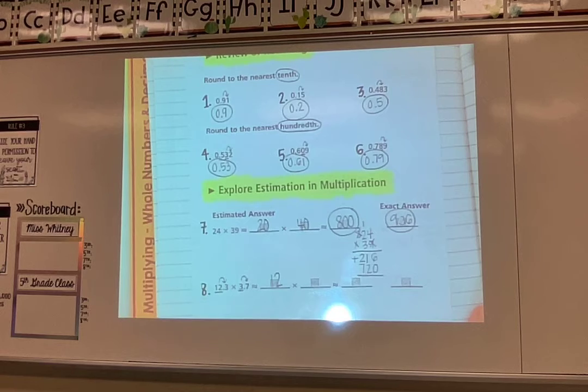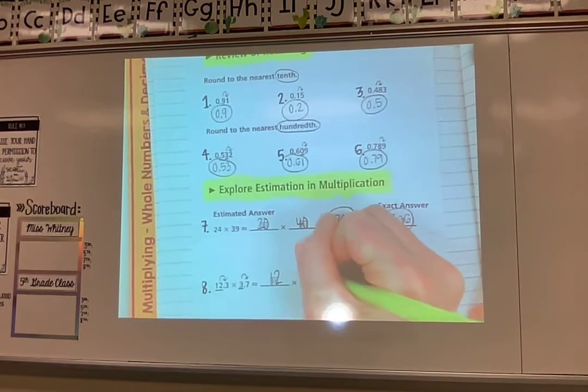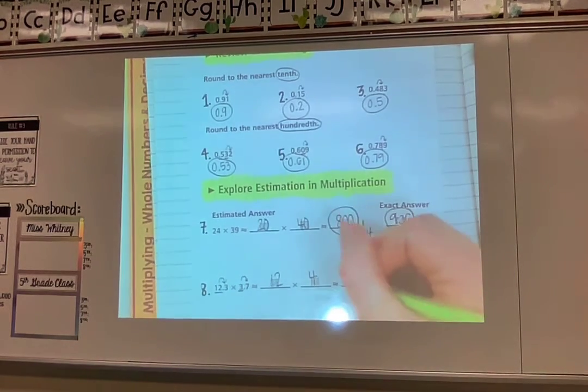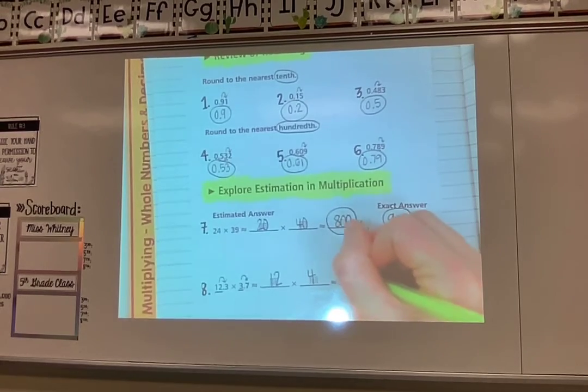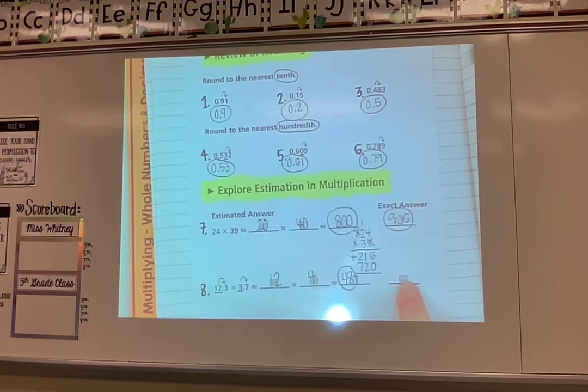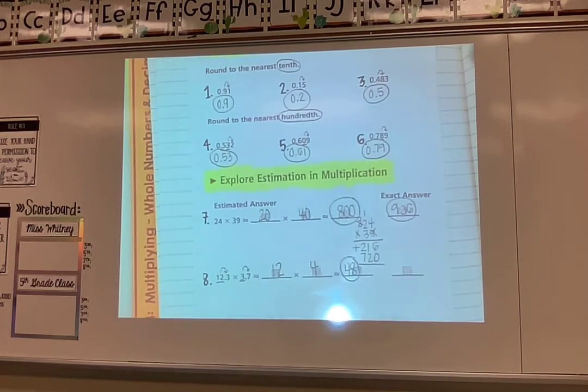3.7, is it going to stay a 3 or go to a 4? It's going to go up to a 4. All right, 12 times 4, that should be a multiplication fact, so we could use our chart in case we don't know, or we could work it out, but I do know that 12 times 4 is 48. So my estimated answer is going to be 48, which means when I solve for my exact answer, I should get something close to 48.